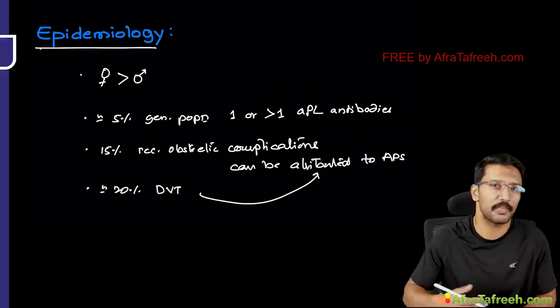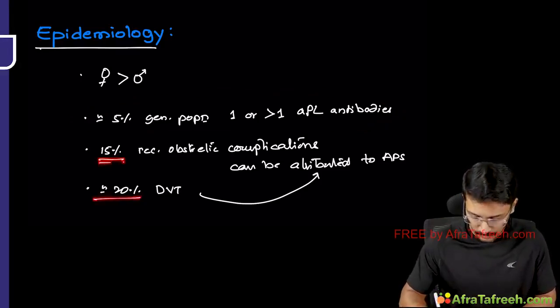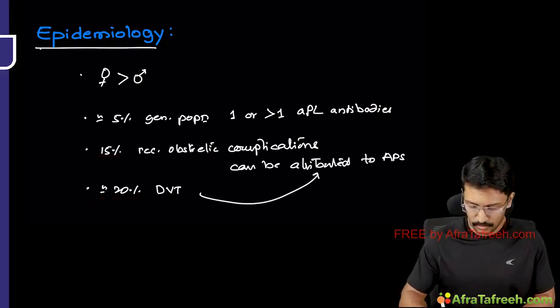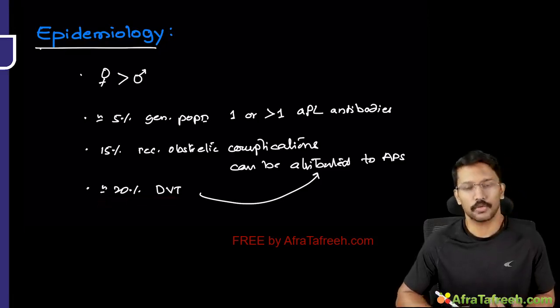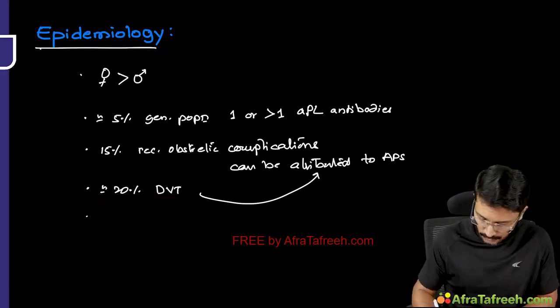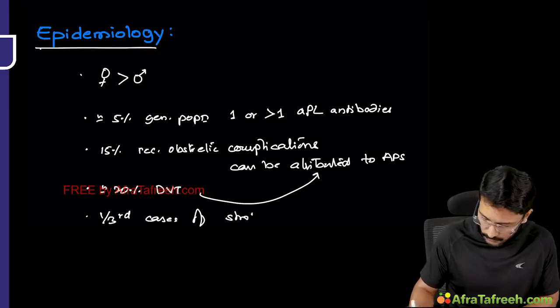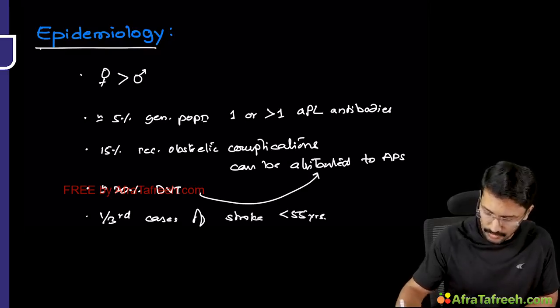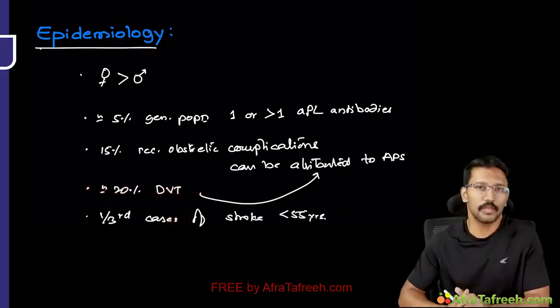You should specifically meet the classification or diagnostic criteria, and it has a significant morbidity burden, right? It accounts for a significant number of recurrent obstetric complications and deep vein thrombosis. We should also remember that it accounts for up to one third of cases of stroke in under 55 years of age. So stroke in the young, this is one of the important causes. So this is about the epidemiology.